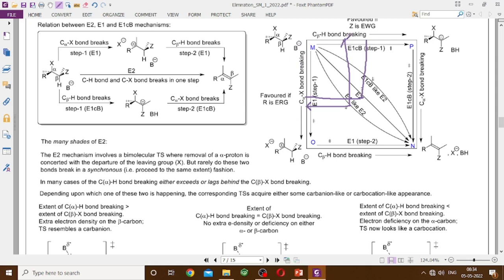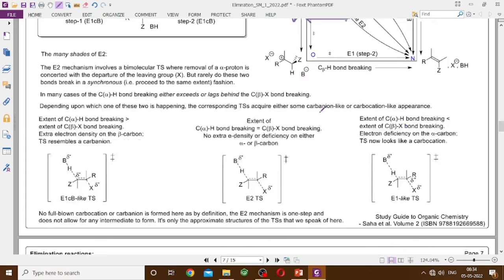And notice here, this CH bond is less than 50% broken, the CX bond is more than 50% broken. Then what will happen? So if this CH bond has not been broken as much as the CX bond has been broken, there will be a development of an electron deficiency. In other words, a delta plus charge will build up on this carbon, on this alpha carbon.